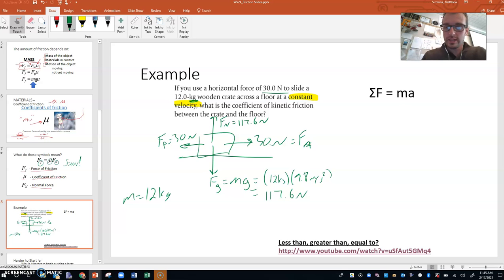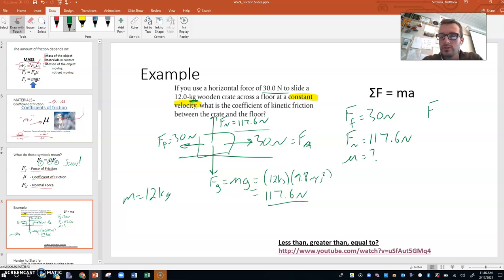All right, so let's take stock of what we need. For the friction equation, we need to know Ff. We just figured that out. We need to know Fn. Fn on any flat surface is going to be equal to Fg. So first we found Fg, then we got Fn. Now all we have to do is find the mu. To find the mu, you just use the equation. Ff equals mu Fn. So it's looking like 30 newtons equals mu times 117.6 newtons.